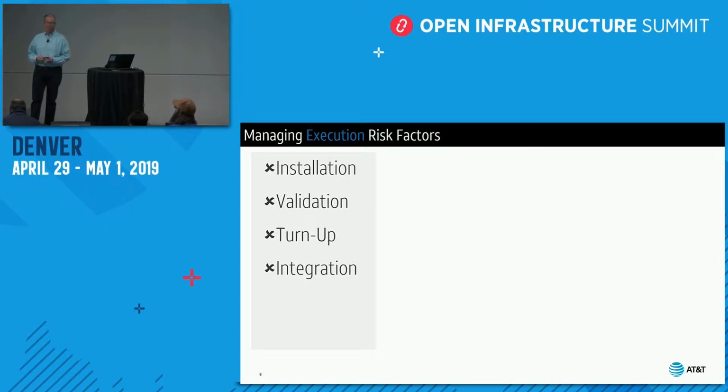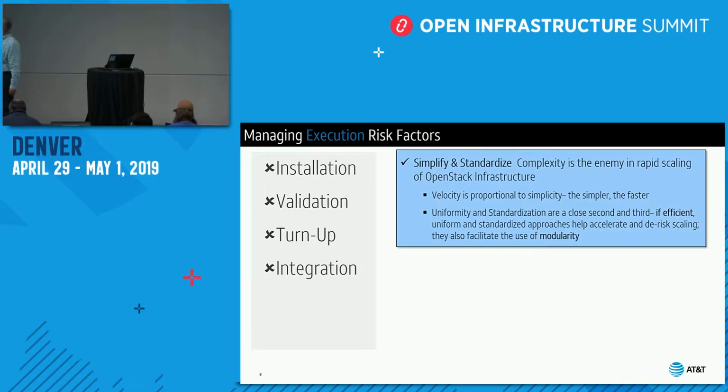So these risk factors are things like installation, validation, turn up, and then integration of your complete built system. As much as you can, simplify and standardize. I would say that complexity is the enemy in rapid scaling of OpenStack infrastructure. So basically, the simpler it is what you have to deploy, the faster you can go with that. So you could say that simplicity is proportionate to velocity. And then uniformity and standardization are close seconds and thirds.